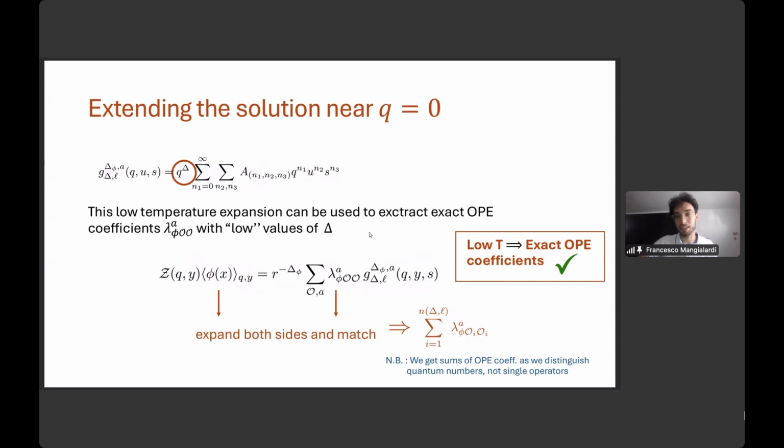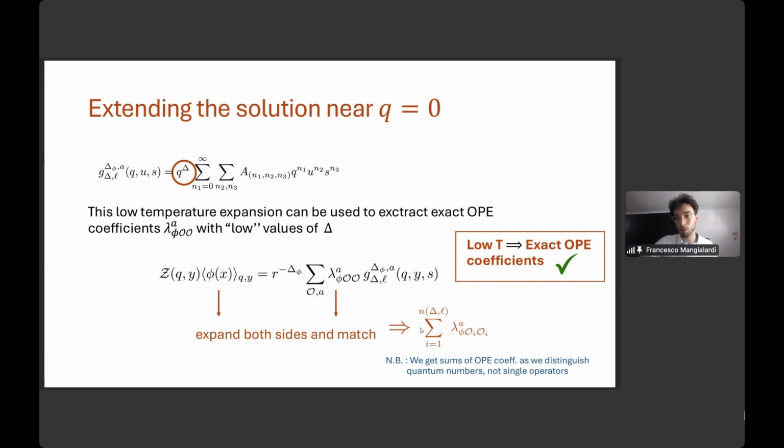The half regarding the low temperature and the exact OPE coefficient. In fact, if we know a one-point function in this geometry, we can expand the one-point function at low temperature, match this expansion with this one we have from blocks, and extract exact data about the OPE coefficient. The reason why this is made possible is that this low temperature expansion, if you see, starts with q to the delta. So heavier operators start to contribute later in this expansion. One can actually disentangle one operator with respect to the other.